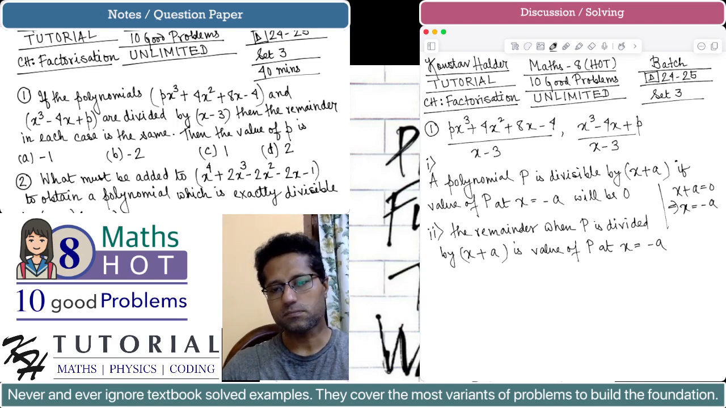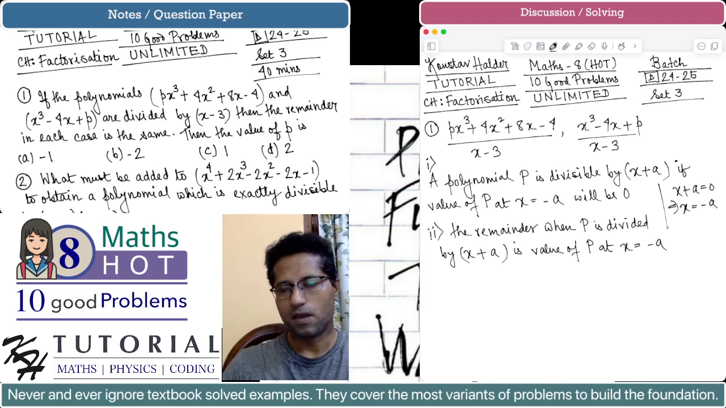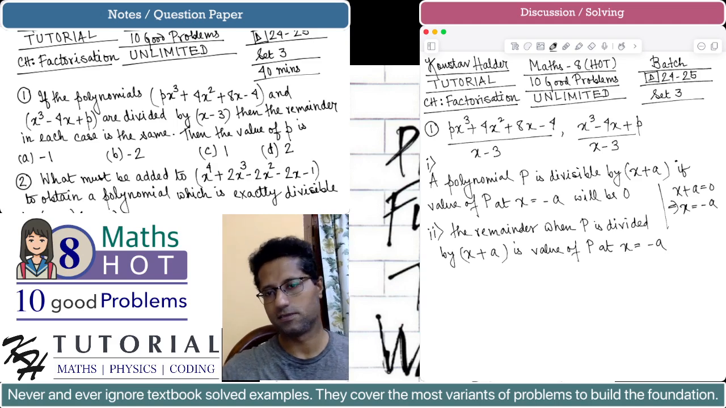So whatever the divisor is, in this case we are considering x plus a, if you equate that divisor to 0, whatever value you get for x, if you put that value as x in the polynomial and you get 0, then the polynomial will be exactly divisible by x plus a.